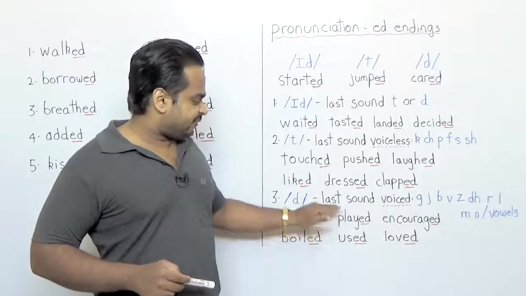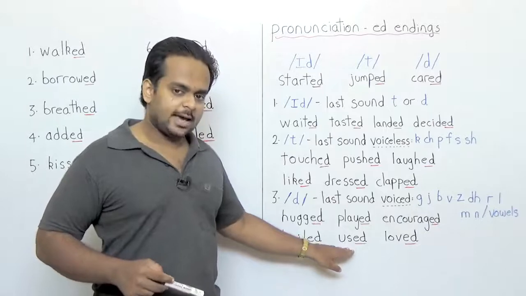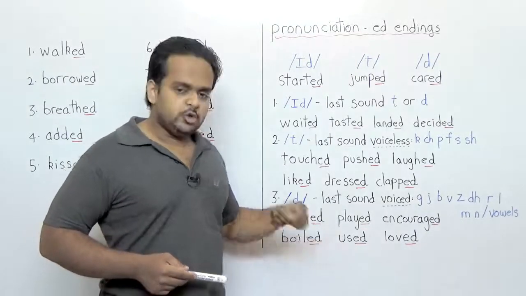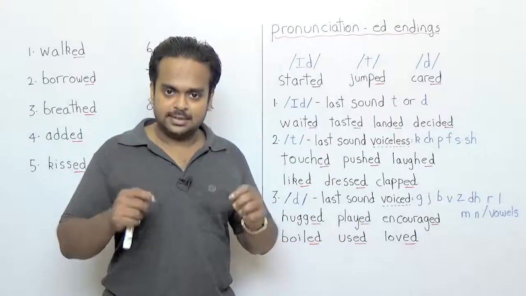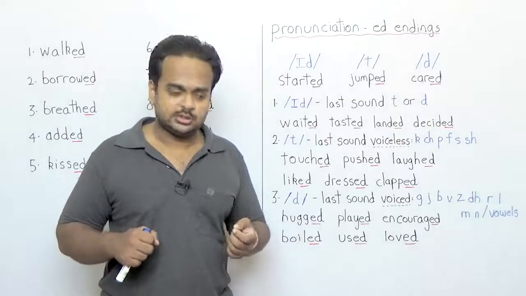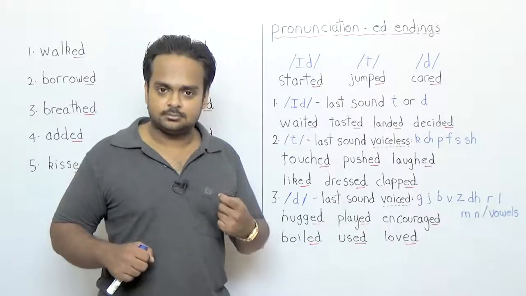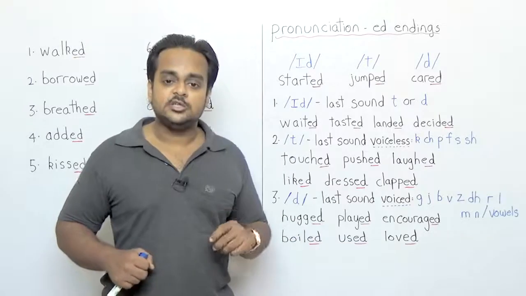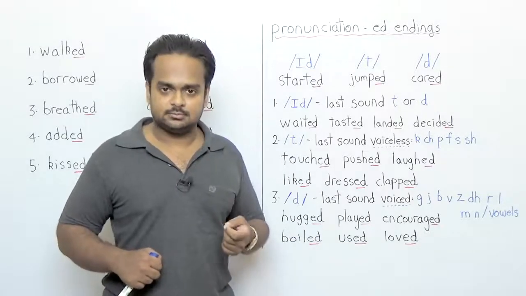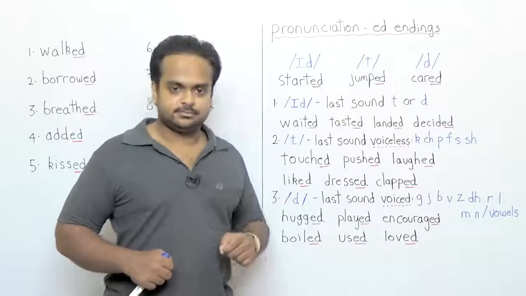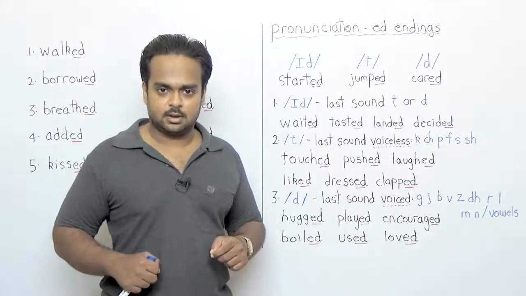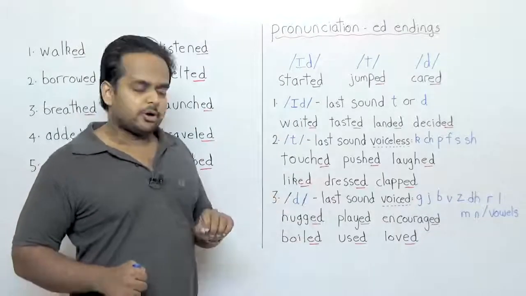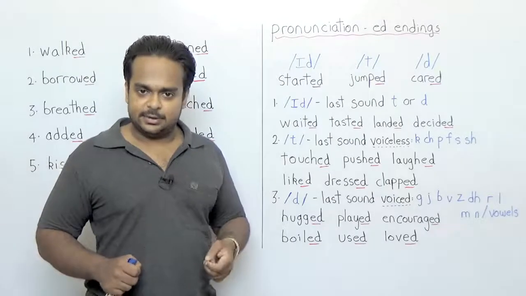Well, the fact that I've put it in the voiced category should give you a clue, because when we say the word use as a verb, it's use, use. This s becomes z, so use. The past tense form is used, used, d. Loved, loved. All right, so now you know the three ways that we pronounce the ed endings.